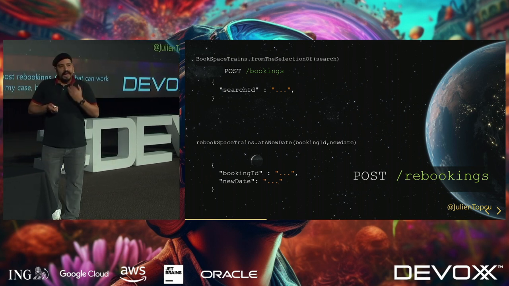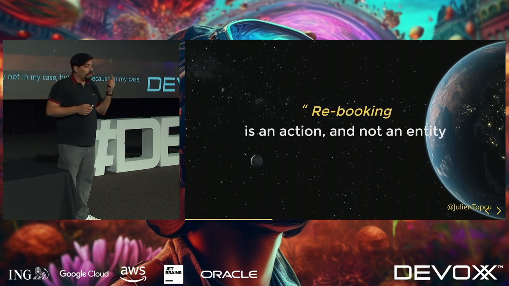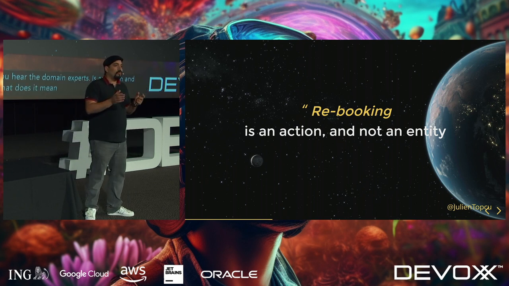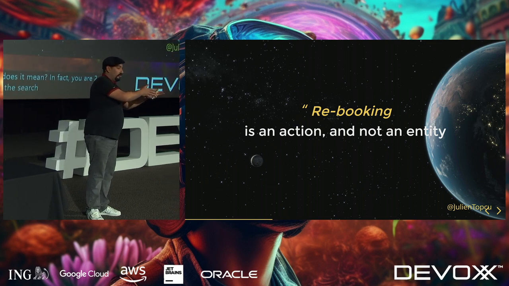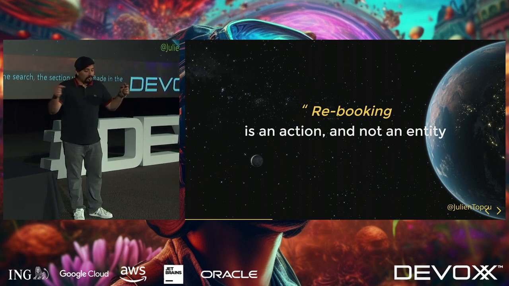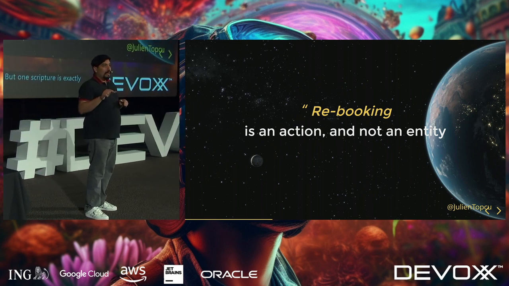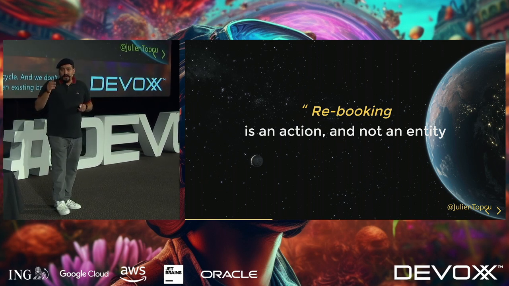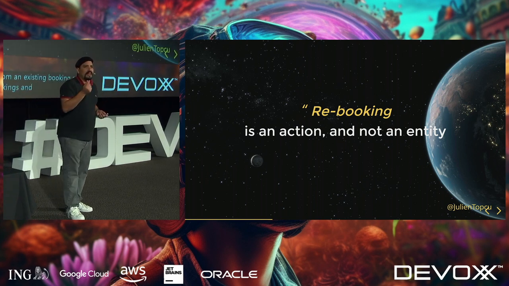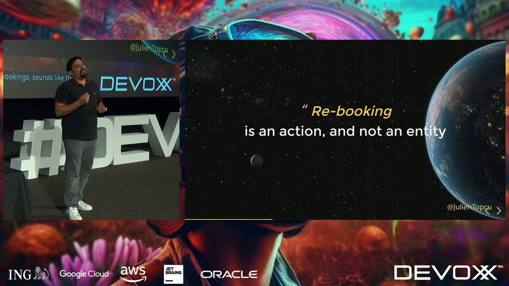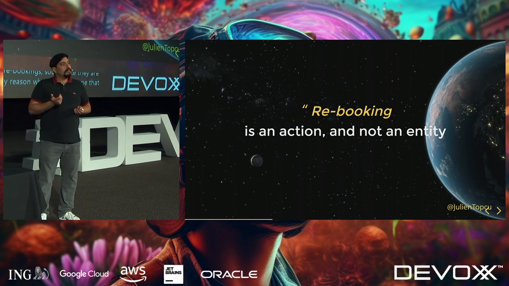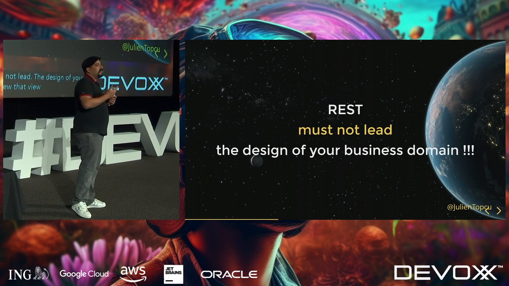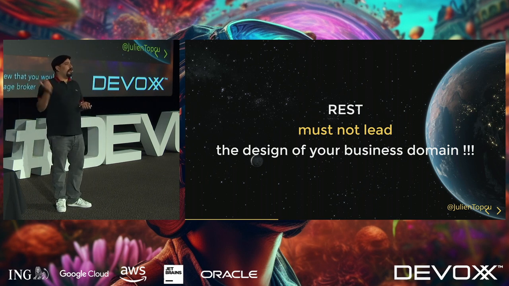But why? Because in my case, rebooking, if you hear the domain expert, is an action and not an entity. What does it mean? In fact, you have two ways to create a booking, from the selection you've made in the search, and from an existing booking. But once created, it's exactly the same thing, with the same life cycle. And we don't care if it has been created from an existing booking or not. So if you say that we have bookings and rebookings, sounds like they are different, right? And the only reason why you have done that was because of REST. But REST must not lead the design of your business domain. Because if you would have used something else like a message broker, you wouldn't have that problem, right?